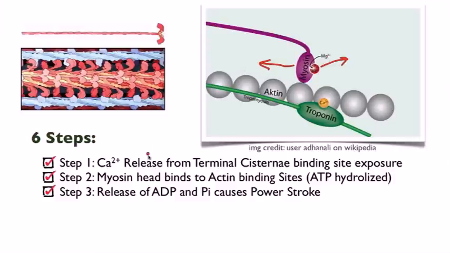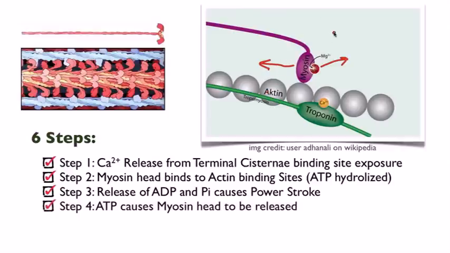Okay, so calcium is released, step number 1, binds to the troponin, causes this change in the troponin-tropomyosin complex so that it gets out of the way. ATP being hydrolyzed into ADP and inorganic phosphate is the state that this needs to be in for the myosin head to bind. When those are released, the myosin head flexes and we get the power stroke. That's step number 3. Let's go to step number 4.